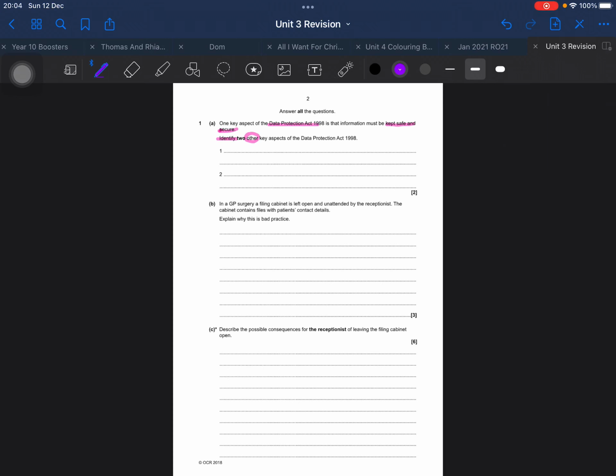Now remember, I said when you're looking at these legislative acts, try and learn 2 to 3 points from each of them, because that generally is what you will need to get the marks on these type of questions. So in here, Data Protection Act, we could say data must be used fairly and lawfully. Okay, that's going to get us 1 mark. Identify questions are quite nice because they're only making a short statement.